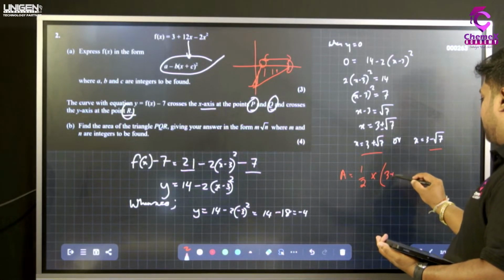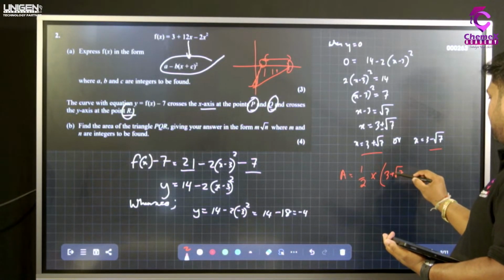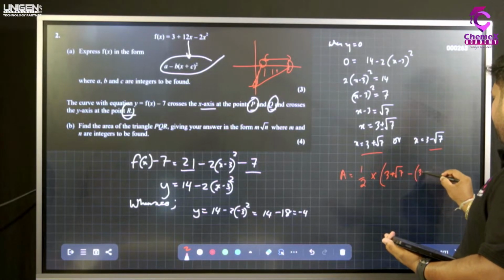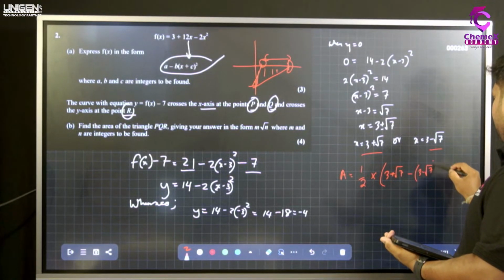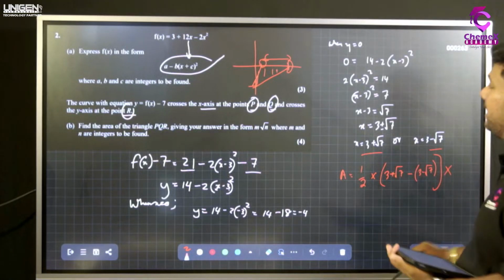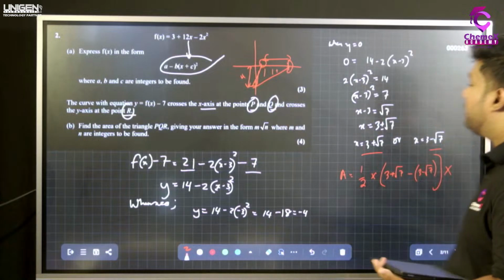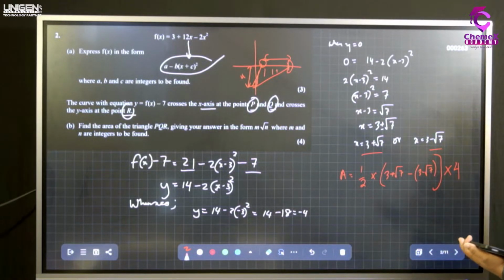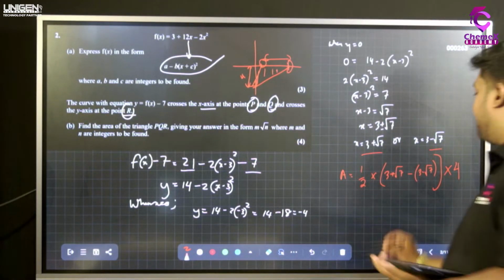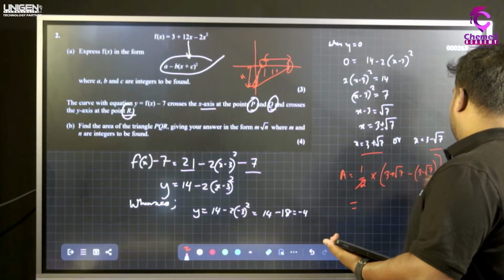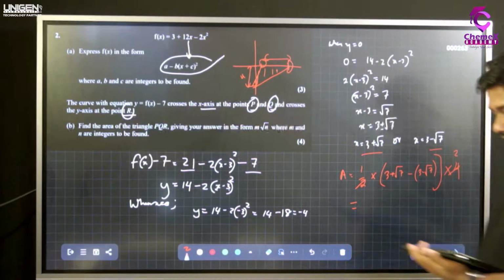3 plus root 7 minus (3 minus root 7) close bracket into height is going to be how much? Make the gap here 4. No need to put minus 4, it's 4. If you put minus, it's just going to give you a negative area. So half into 4, what's the final answer?